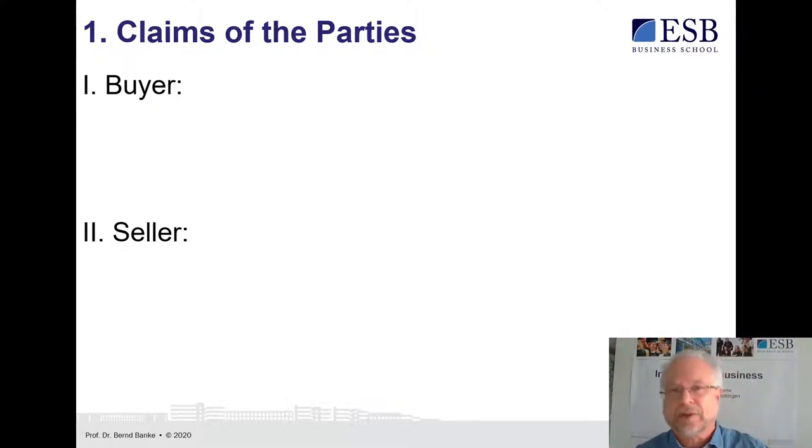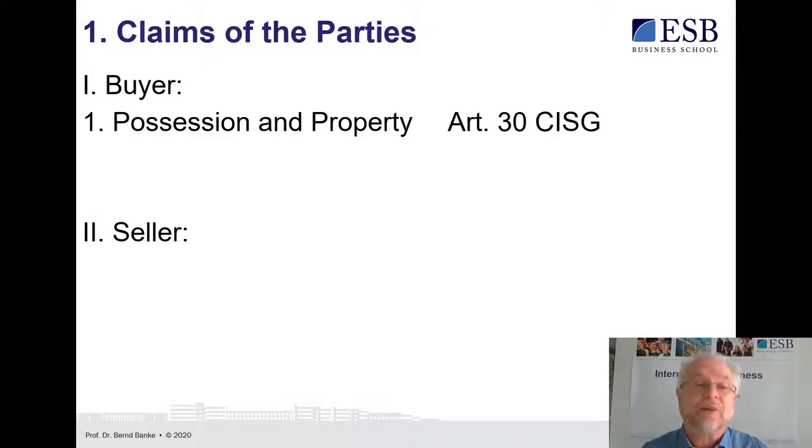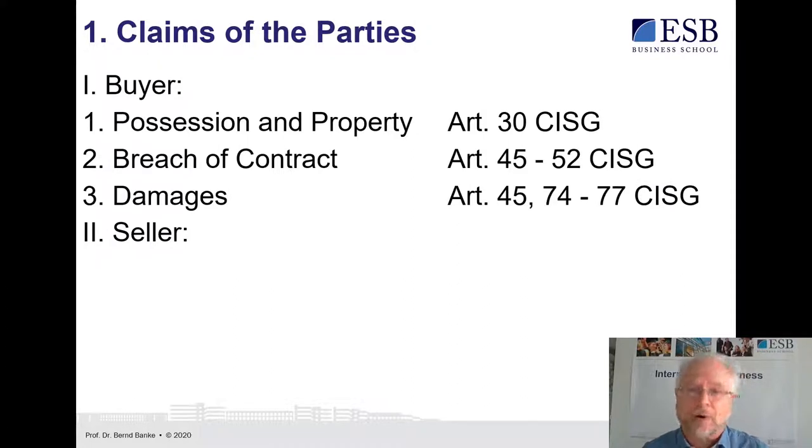And the seller has different interests. The seller wants money, and if it's not there in time, he wants interest, and maybe he wants it on a special bank account or whatever. So since the interests of the parties are pretty different, we have different claims for the parties.